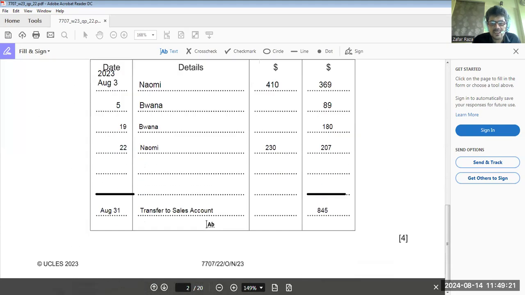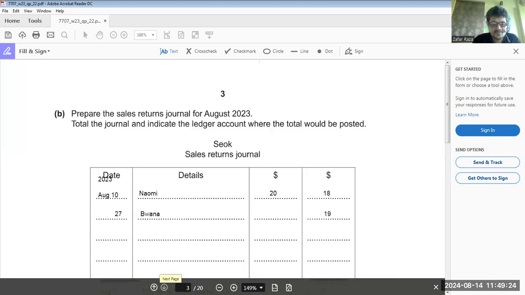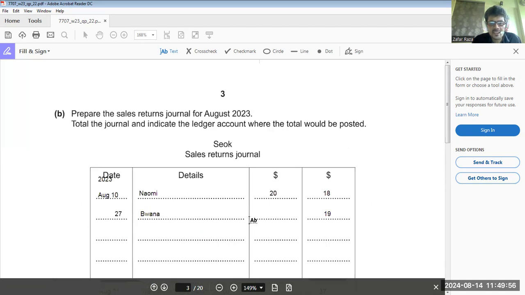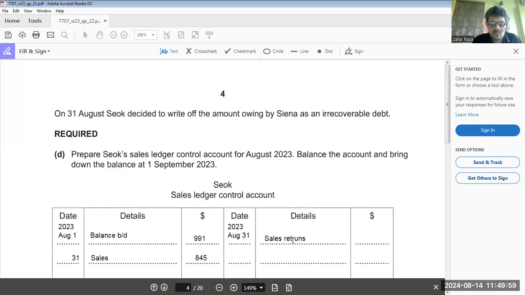Okay, see, 31st August, we will report here all the sales from sales ledger control account, 845 total sales. $845. Done. 2023, August 31st. Okay. Sales returns. We'll get this amount of sales return from sales return journal, that is 37. Okay. 37.